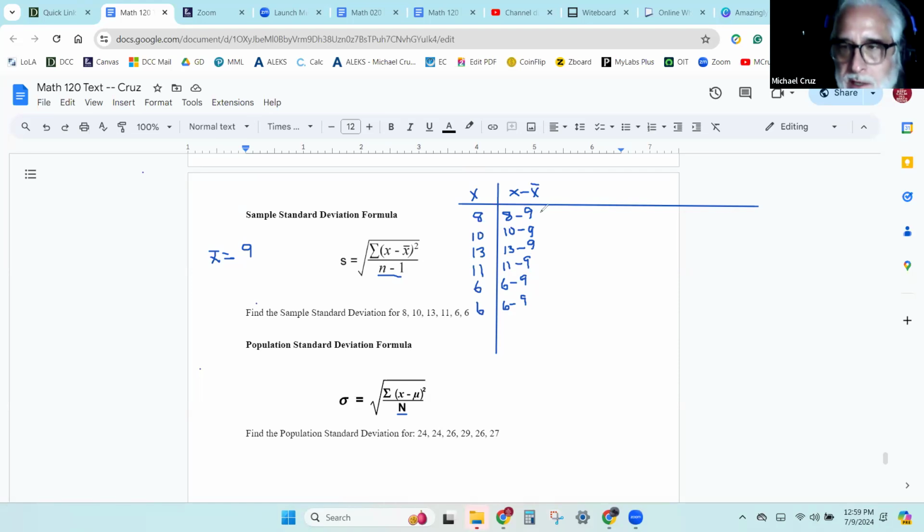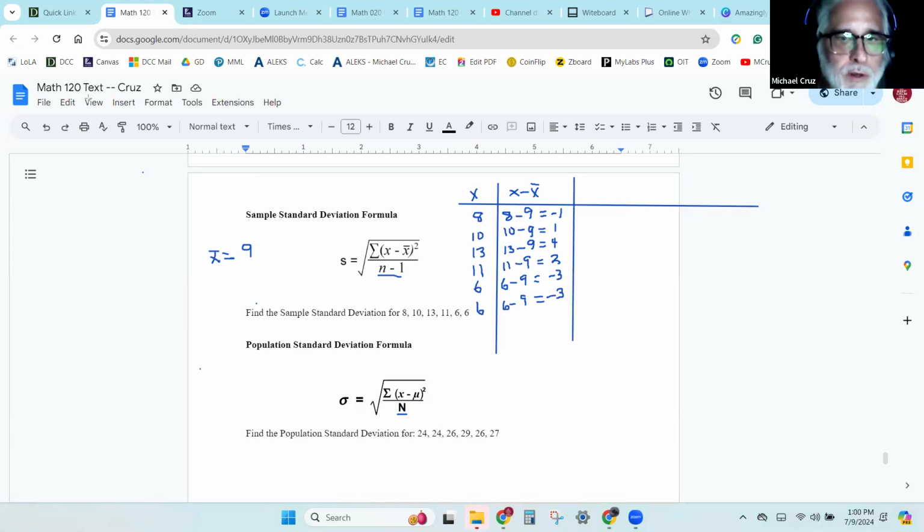So 8 minus 9 is equal to negative 1. 10 minus 9 is just 1. 13 minus 9 is 4. 11 minus 9 is 2. 6 minus 9 is negative 3, and we've got 2 of those because that's the exact same value there. We'll make another column.